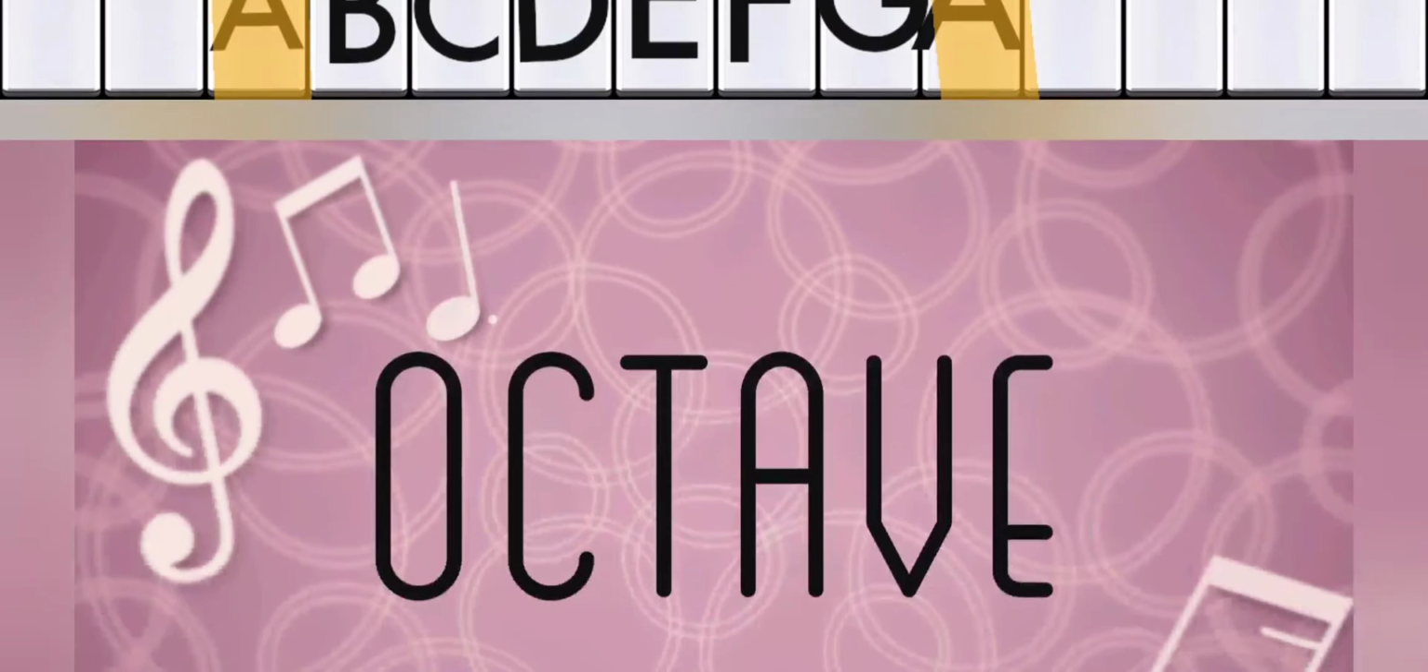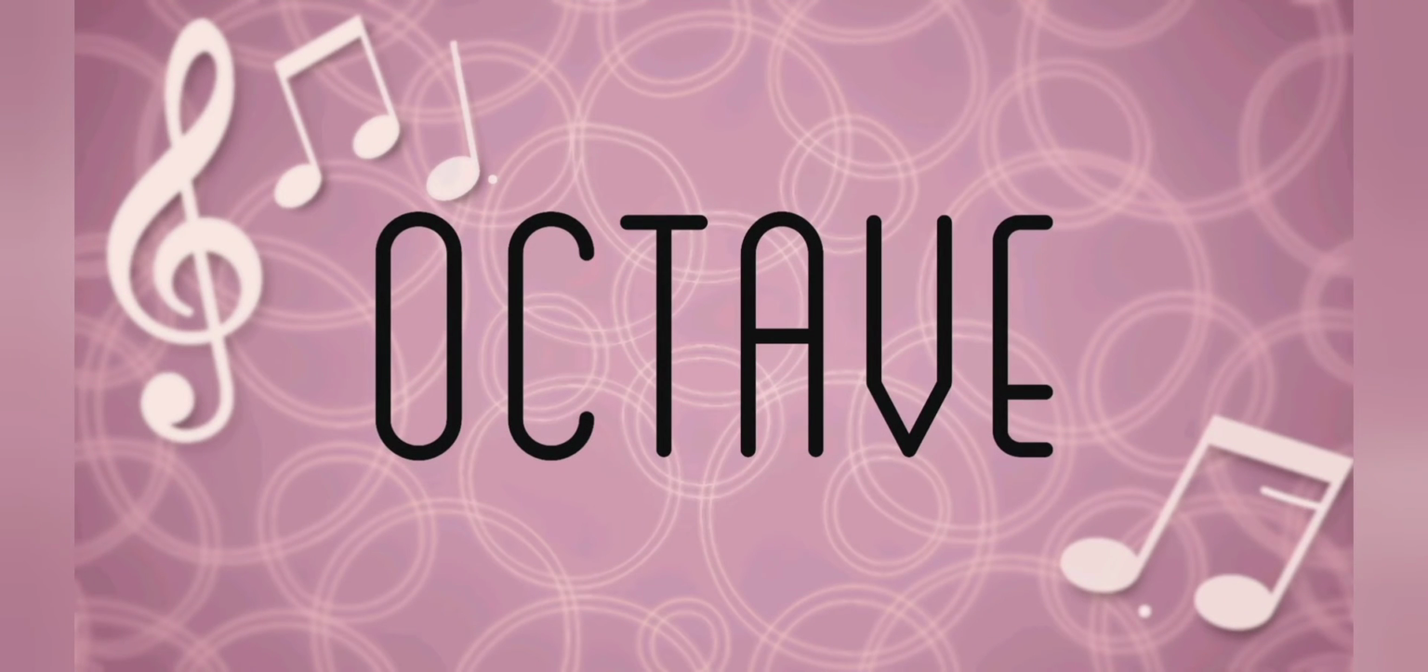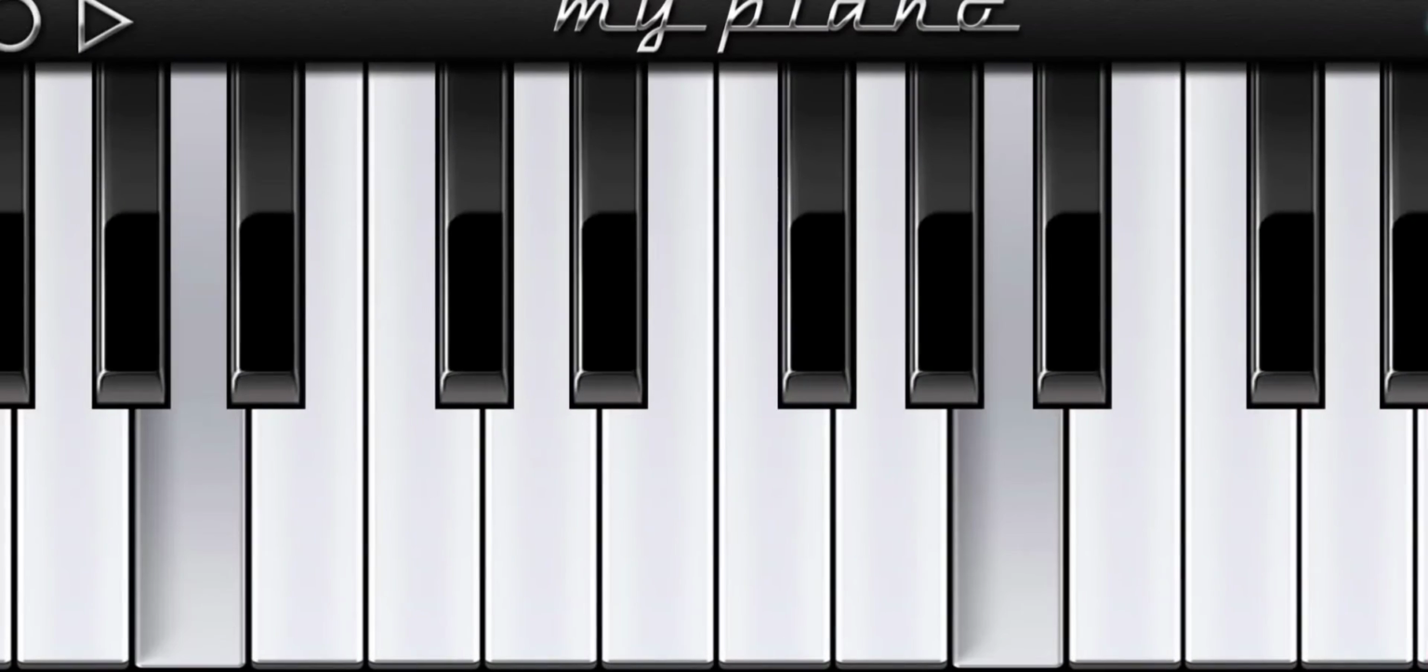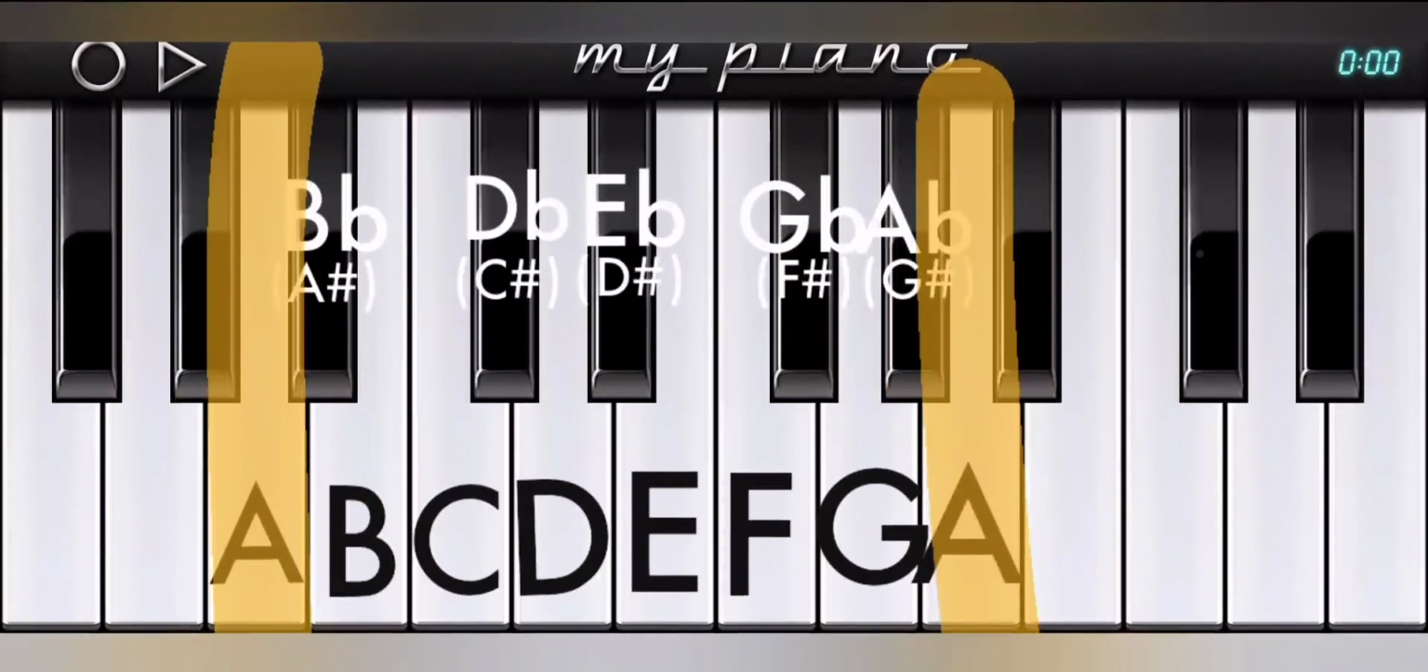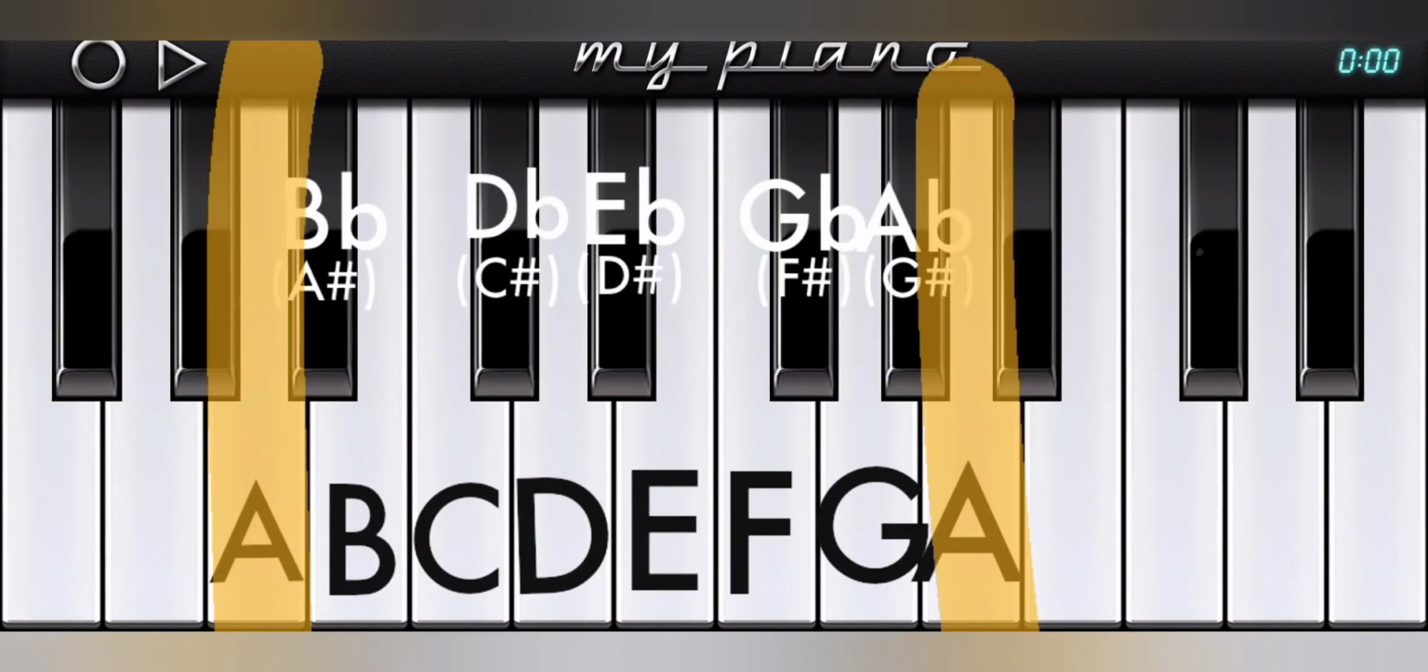So this is a full octave. And as you can hear, the notes sound very harmonious together. Almost as if they're the same note. One is just a lot lower than the other. Well, that's actually exactly what's going on. They are the same note, just an octave apart.